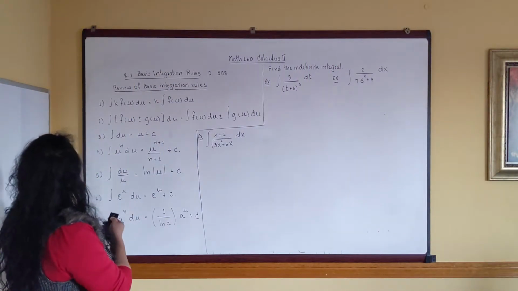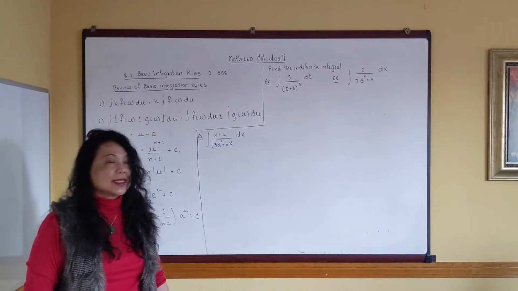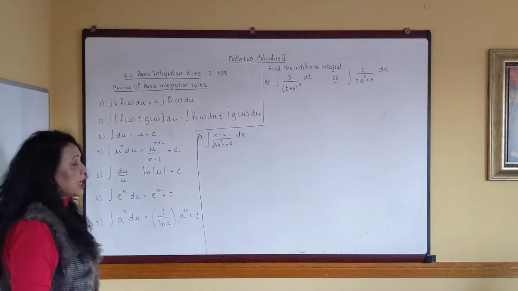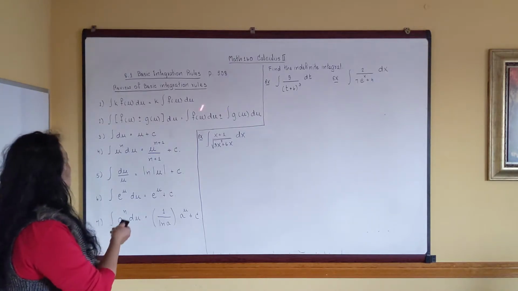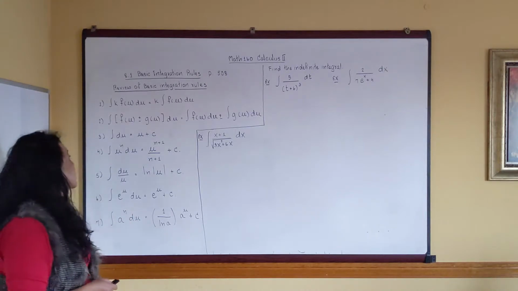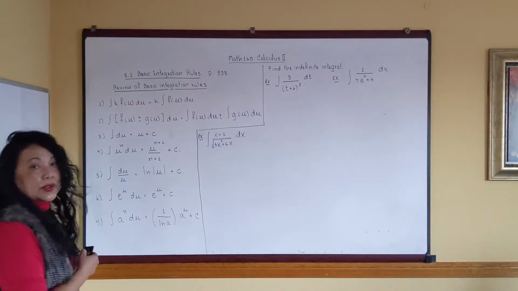Let's look at our Chapter 8, basic integration rules. This one is a review of our Chapter 5 from Calculus 1. All these formulas are on page 508. Alright, so the first formula has an integral of k f of u du.